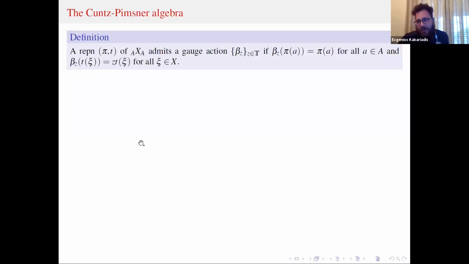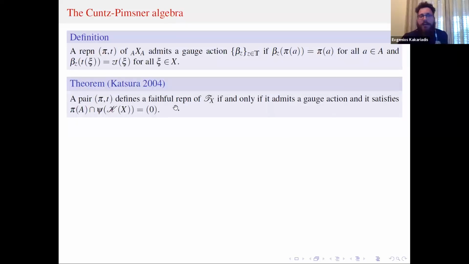An additional feature of the representations is the gauge action. It is something that Michael Brown mentioned on Tuesday, I think. So you say that the representation (pi, t) admits a gauge action if it leaves pi of A the same elementwise and it just multiplies by z any element from X. Why is that important? Then you can show that a pair (pi, t) defines a faithful representation of T(X) if and only if it admits a gauge action and it satisfies the relation. There is no way that you can see A acting in the picture of the compacts.